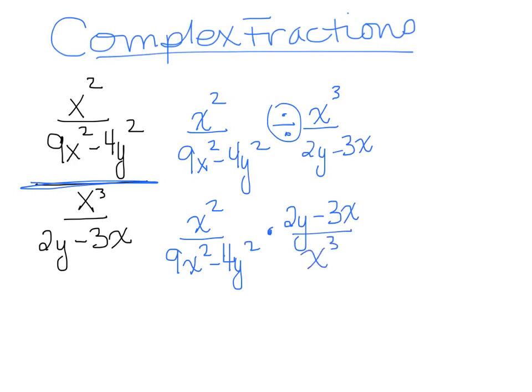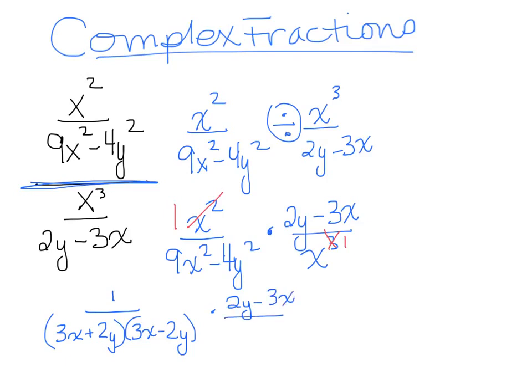So now I have this that I can factor. Let me go ahead and cancel out what I can right now. So that cancels entirely and leaves a 1, and that cancels out that exponent and leaves a 1 exponent. So now I'm looking at 1 over, that looks like a difference of squares, 3x plus 2y and 3x minus 2y, okay, times 2y minus 3x all over x.